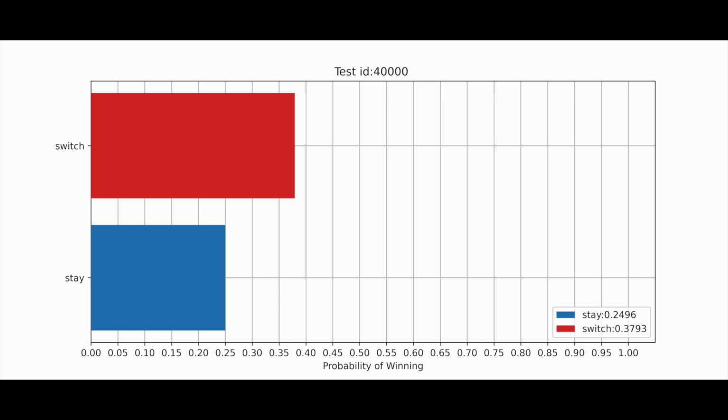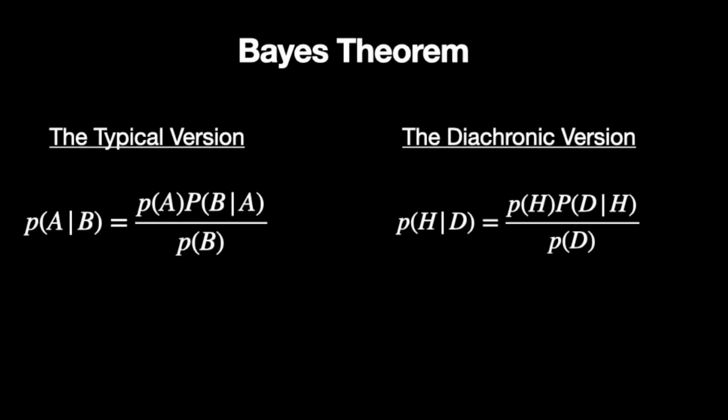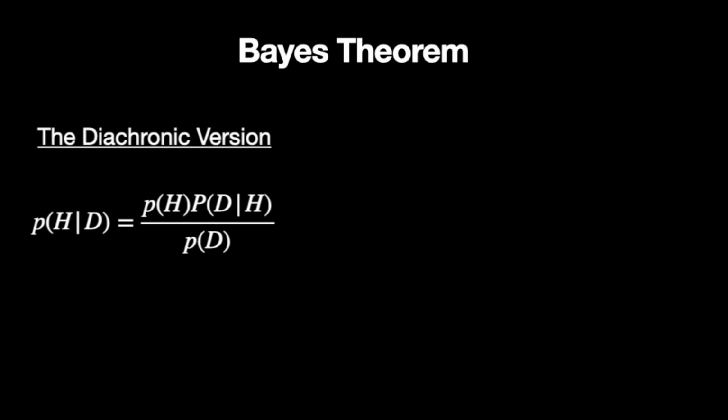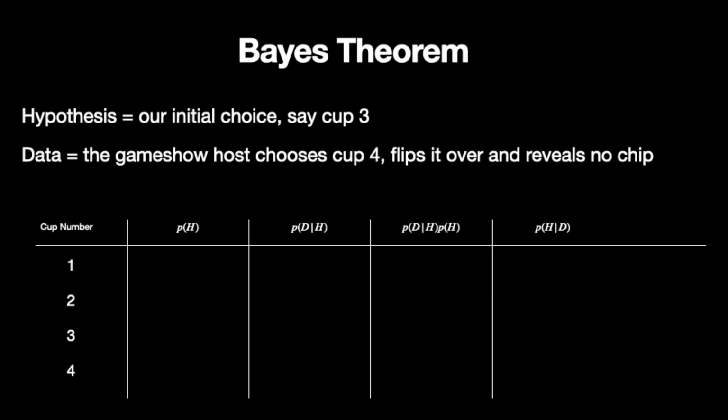Pretty cool, right? Okay, prepare yourself. We're going to do a little bit of math, but I'll walk you through it. We'll use a version of Bayes' theorem that is diachronic, or changing with events in time. In this form, our hypothesis represents the assertion of the winning cup number, and our data is which cup the host flips over, always revealing nothing under that particular cup. Let's assume we chose cup 3 initially, and then the host flips over cup 4, showing us nothing under it.